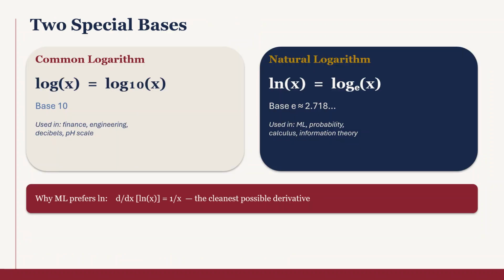2 special bases dominate the literature. The common log, written log of x with no subscript, is base 10. The natural log, written the natural log of x, is base e. Most machine learning uses natural log because the derivative of the natural log of x equals 1 over x, the cleanest possible derivative. Calculus on log base 10 of x picks up an extra factor of 1 over the natural log of 10, which clutters the algebra.